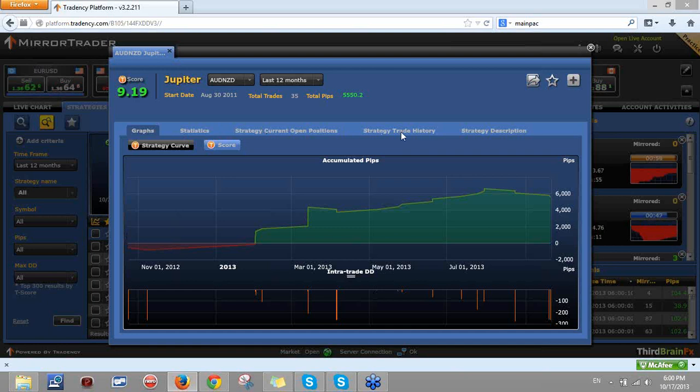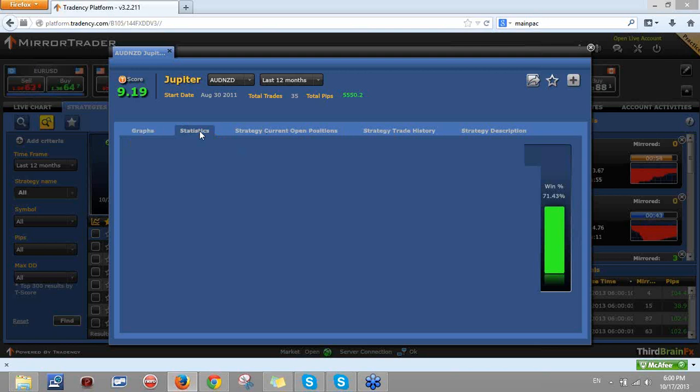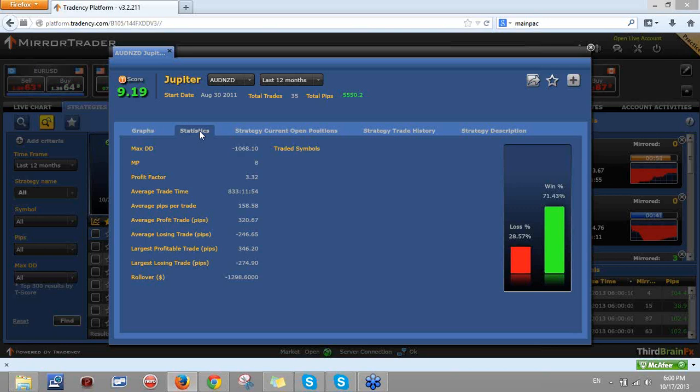This is two of the most important things we need to look at. Click on the statistics and have a look at the results. The profit factor is very good for the last 12 months, 3.32. The average amount of pips gained per trade, 320. Again, very good profit per trade. And the win in percentages is 72. The results for 12 months are very good.